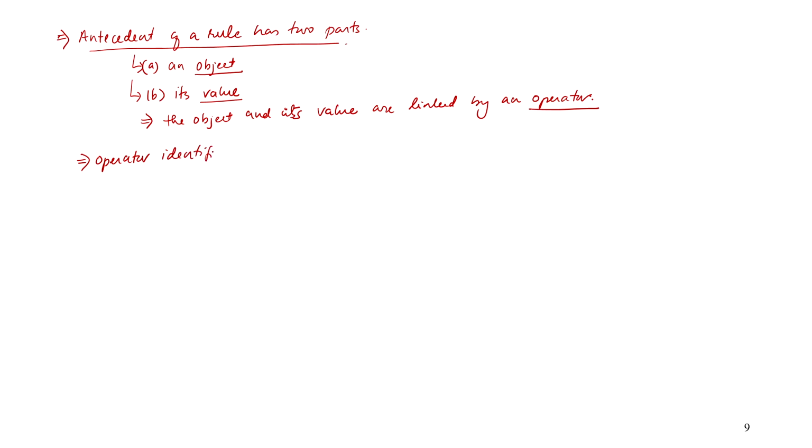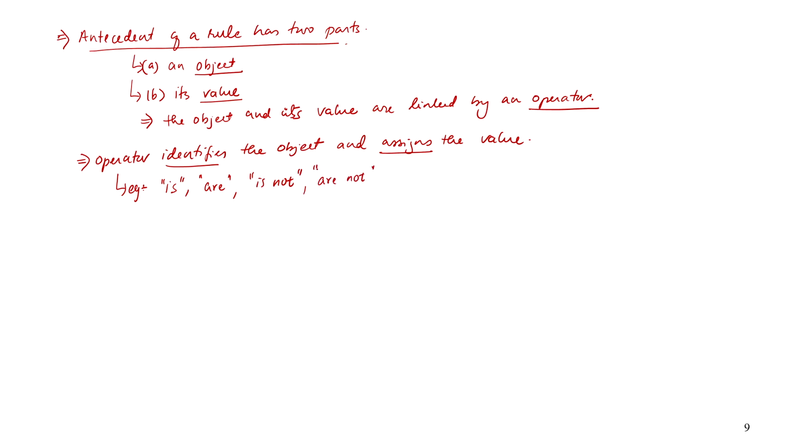The operator identifies the object and assigns values. Okay. So, it identifies the object and assigns the value. Examples: is, are, is not, are not. These are examples of the operators in this regard.